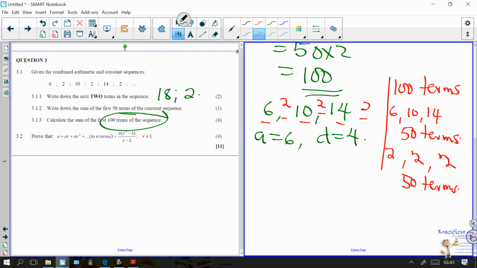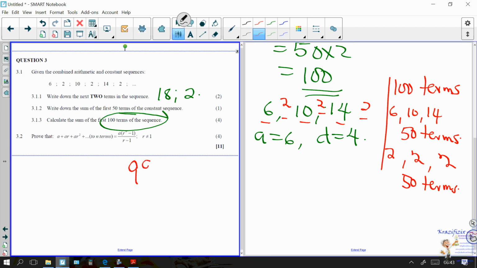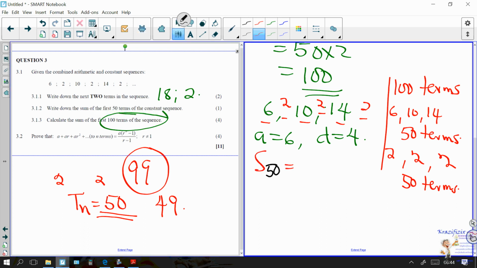I'm saying that because if the examiner changed the question and said look for the sum of the first 99, it means your second sequence, which is 2, you're going to have 49 of that, while your arithmetic Tn, you're going to have 50. So you need to understand the dynamics, and if they change it around, also change the dynamics around.